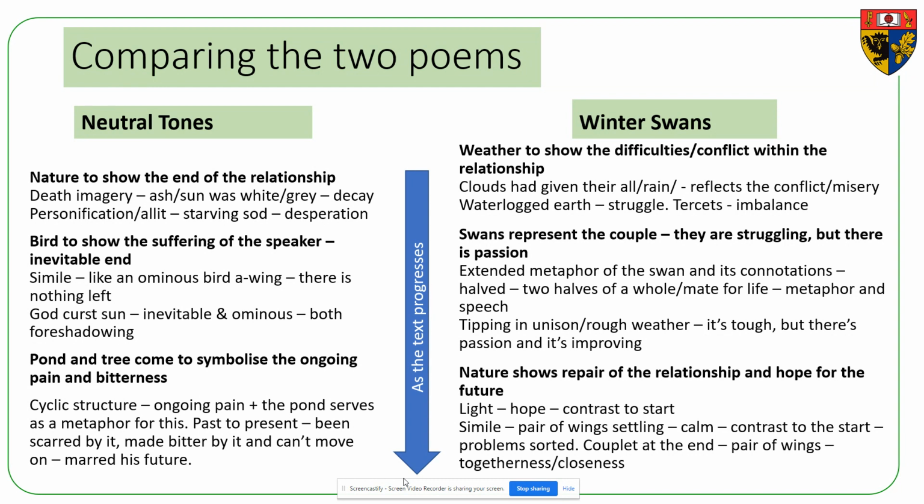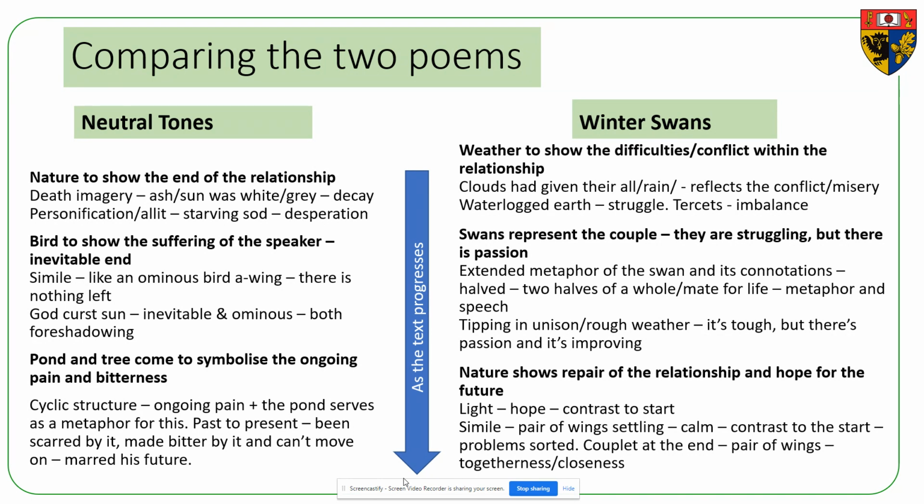Remember, all the way through Winter Swans, he uses tercets, three-line stanzas. Three-line stanzas are used to show imbalance or like something is coming in between them. But the very final lines of the poem are in a couplet to reflect how they're together, they're close, and it links in with that nature imagery of the wings of the swan, the pair of wings settling after flight, symbolic perhaps of their hands coming together, them holding hands by the end of the poem, and the repair and the improvement in their relationship by the end.